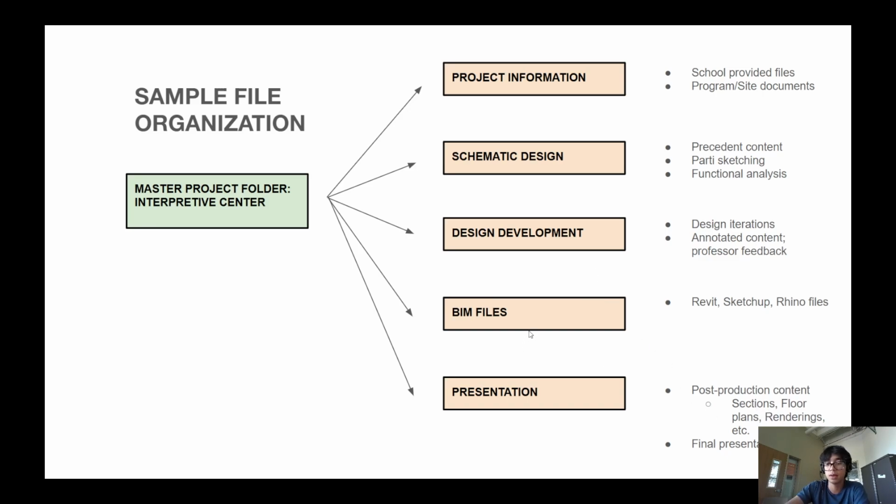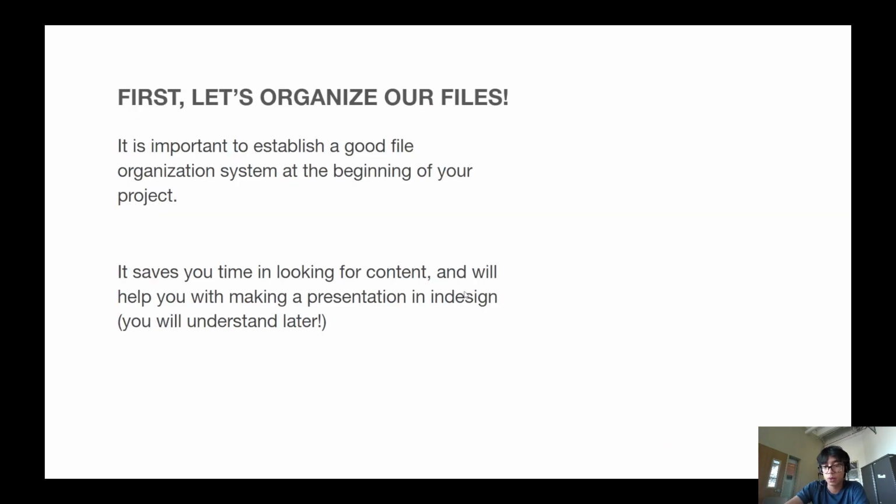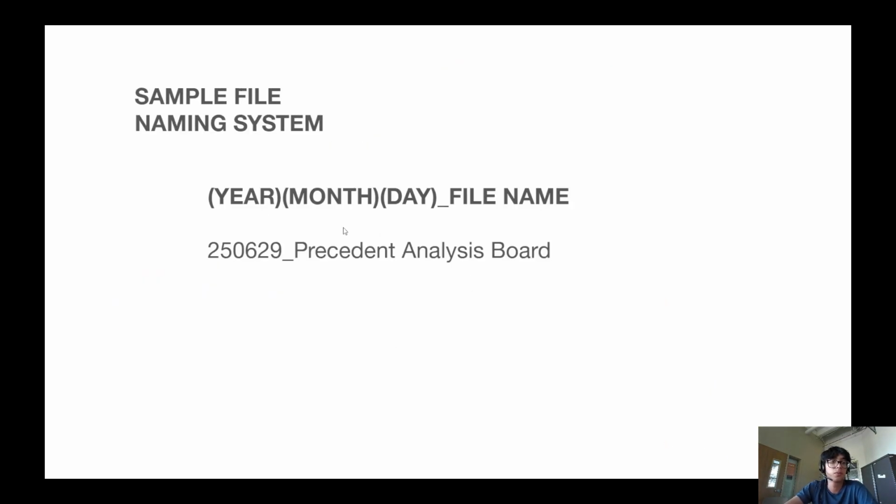And we also want to note how we name our files because it will also help us stay organized. So one thing I like to do and what my office does is we categorize our files by year, month, day, and the file name. So for example, I'll have 25 for 2025, 06 for June, and 29 for the day. So it's like 2025, June 29th, and we'll have the file name. So for example, Precedent Analysis Board.